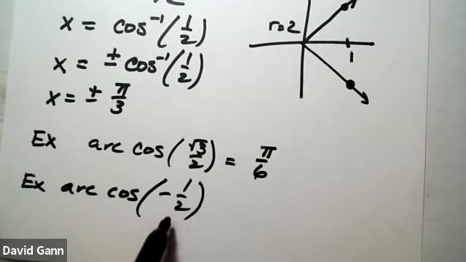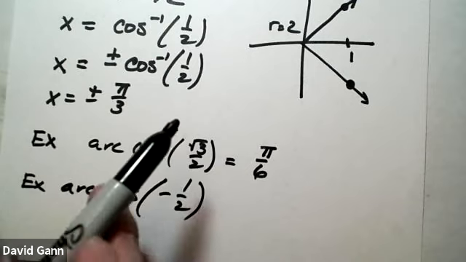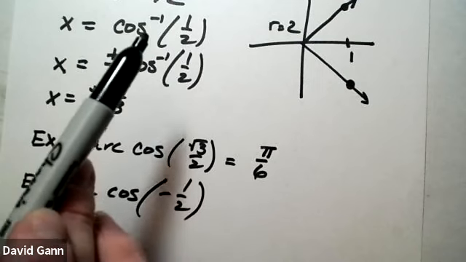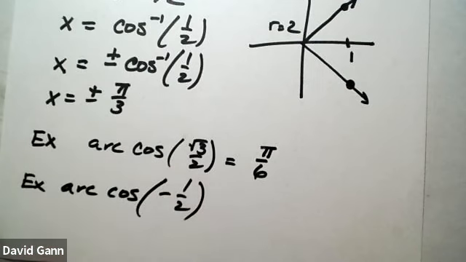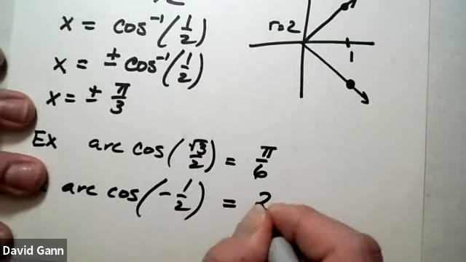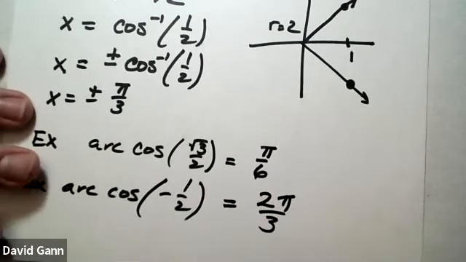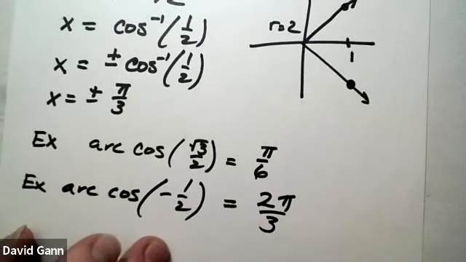And so we have to use this concept of the reference angle. So the reference angle is this pi over 3, right? Reference angle is pi over 3, but we need an angle in quadrant 2 whose reference angle is pi over 3. And that will in fact be 2 pi over 3, right?